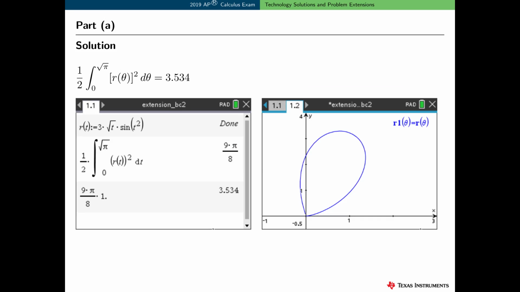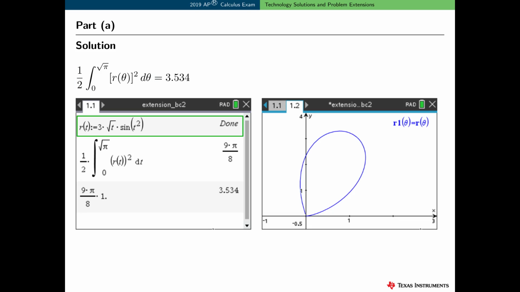Let's take a closer look at the solutions, and where appropriate, the use of technology to answer these questions. In Part A, we need to find the area of the region bounded by a polar curve between theta equals 0 and theta equal the square root of pi. Using the formula for area of a polar region, we need to find 1/2 the integral from 0 to the square root of pi of r of theta squared.